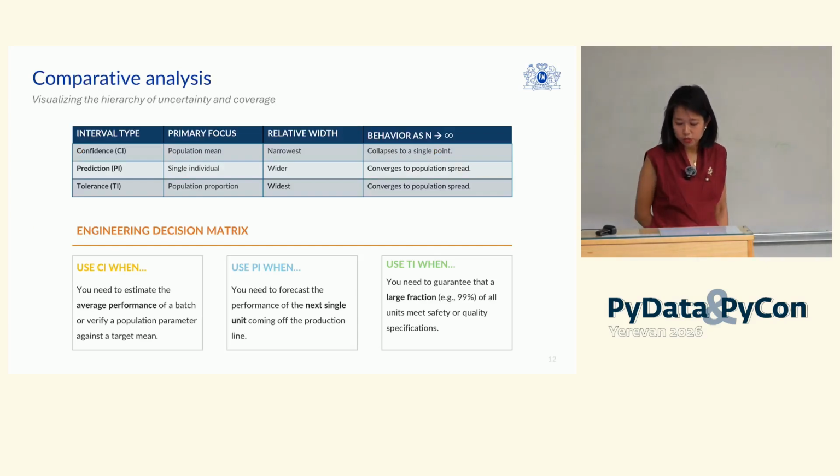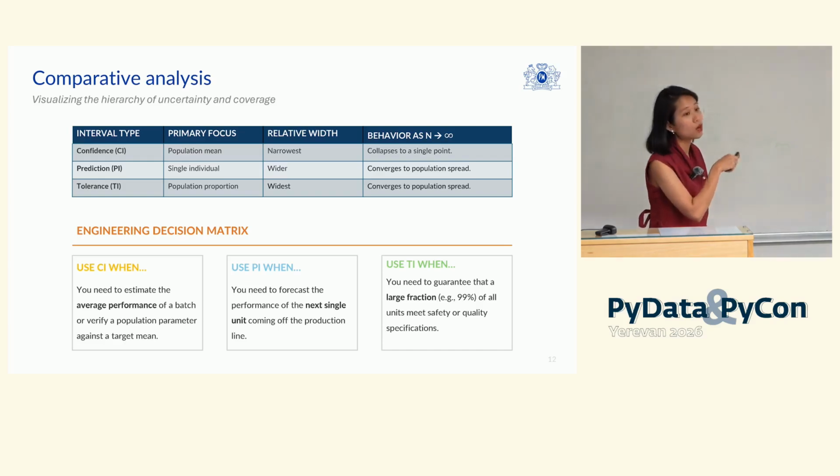So this is just to summarize what we were talking about before: the different interval types, how you use them, if you want to focus on one of these, the width itself, and how they behave with an increasing number of samples.